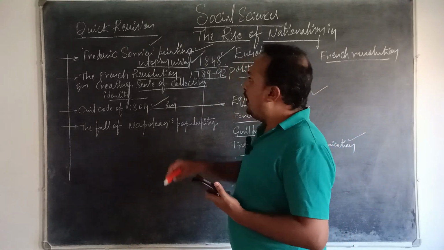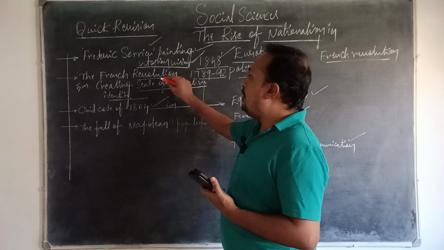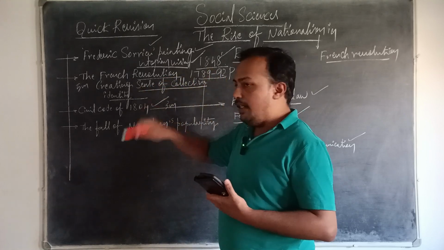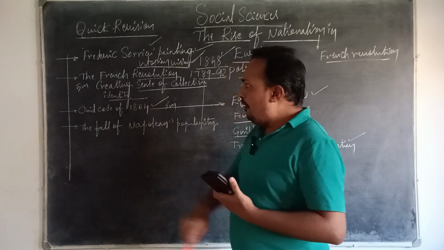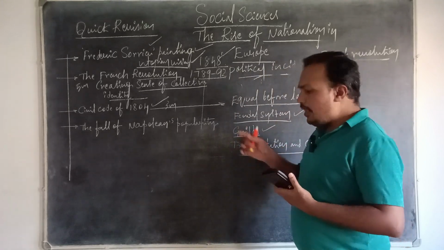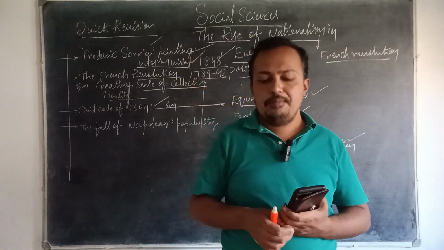Okay, so we completed Frederic Sorrieu's painting and the French Revolution. Under the French Revolution, I discussed creating a sense of collective identity. I also discussed the Civil Code of 1804, which is a 3 marks question. Next, I want to talk about the fall of Napoleon's popularity.